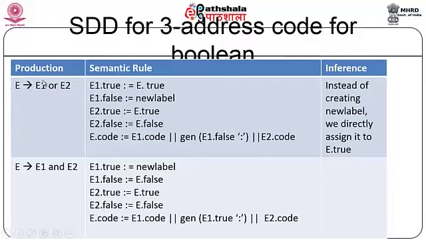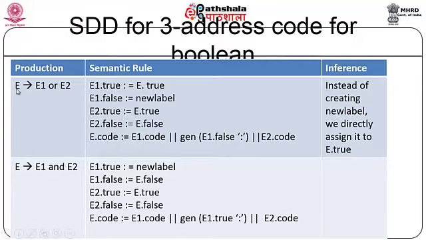So if E1 is true, that will result in E dot true. If E1 is false, I will create a new label for E1 and I will come here where I will be evaluating E2 dot true. If E2 is true, I will be generating E dot true. If E2 is also false, and I would have looked at E2 only if E1 is already false, then E2's false is nothing but the entire expression's false state. So, this is what incorporates short circuit.